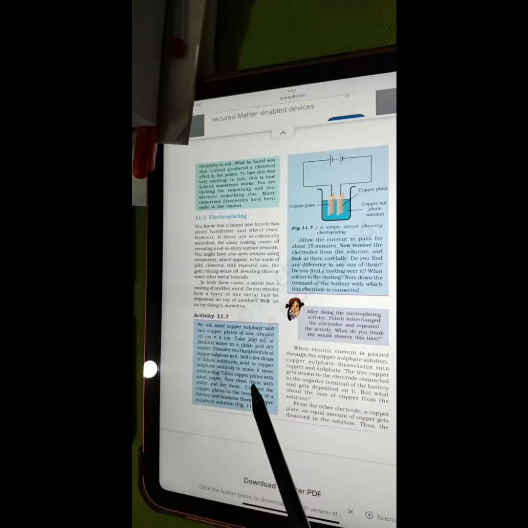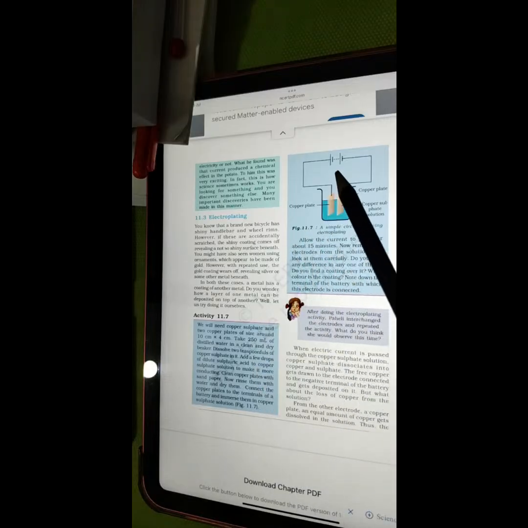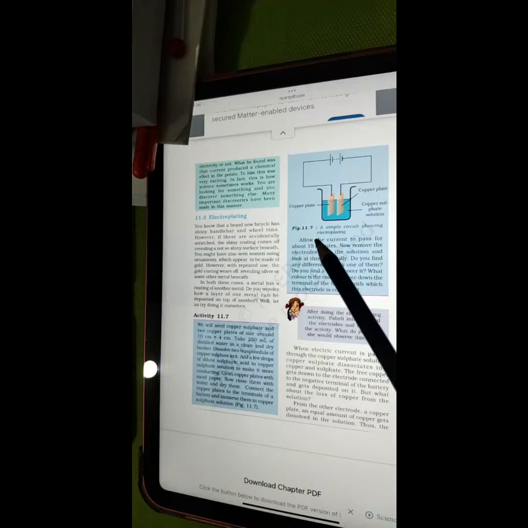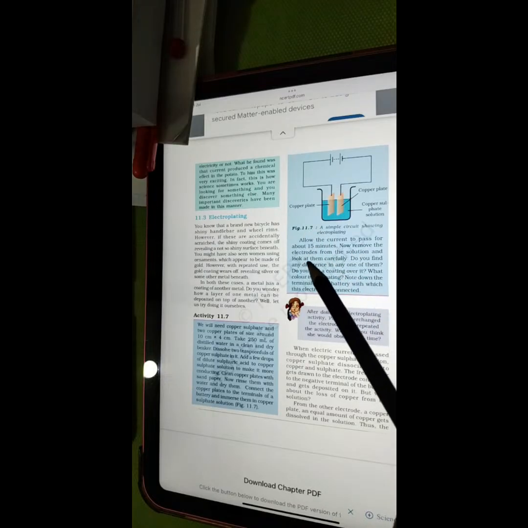Clean copper plates with sandpaper. Now rinse them with water and dry them. Connect the copper plates to the terminals of a battery and immerse them in copper sulfate solution as seen in figure 11.7 here. Allow the current to pass for about 15 minutes.